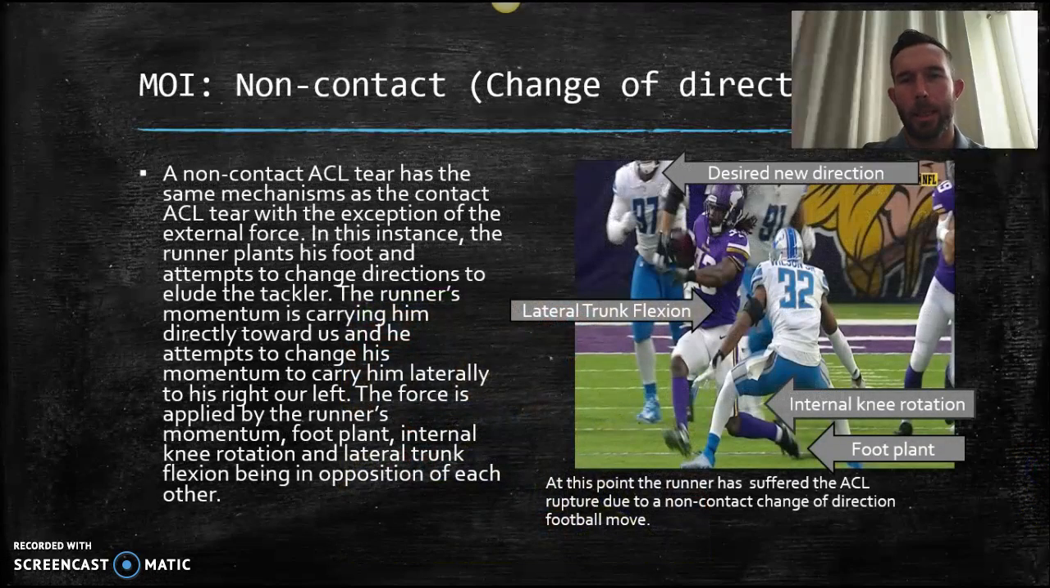This is a non-contact ACL injury, so he's attempting to change direction. He was running directly at us, and now he's attempting to change his direction to his right. The planted foot, a little bit of internal tibial rotation and trunk flexion there, and in this instance, the injury has already occurred just a few milliseconds before this picture was taken.